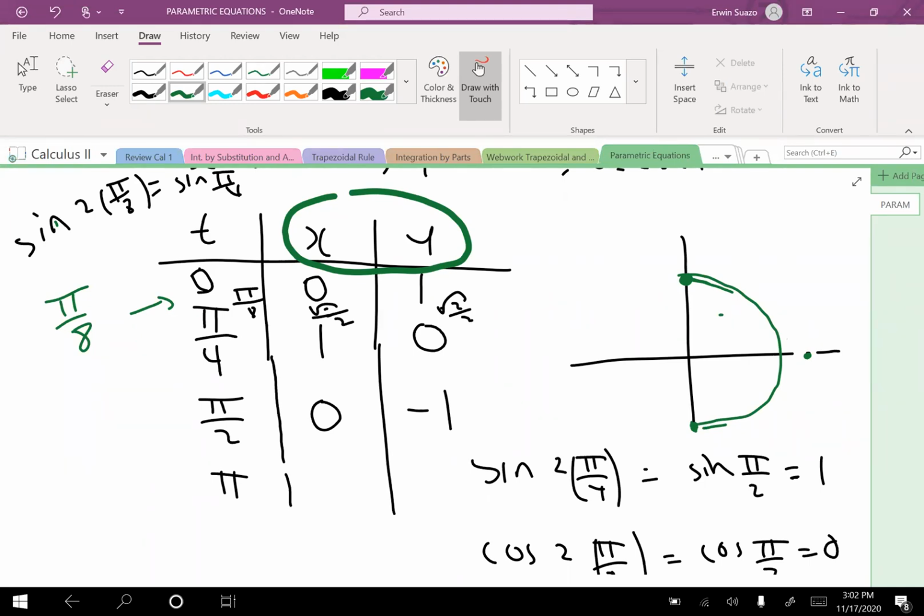And then the next one, cosine of pi, cosine 0, 1, minus 1. Sine of 2 pi is 0. Sorry, sine of 2 pi.